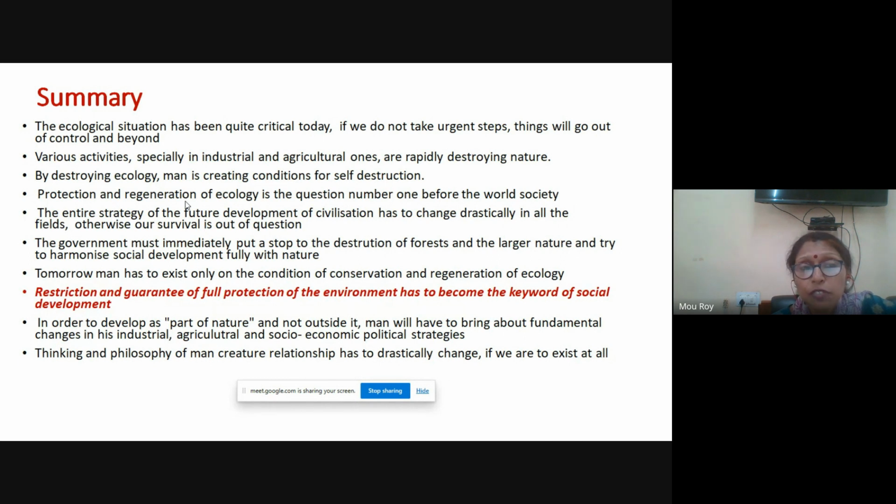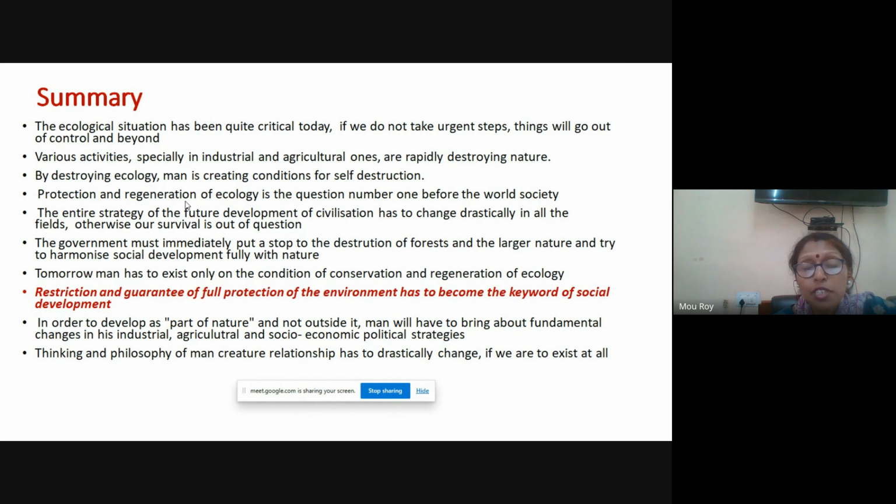We need to protect, and regeneration of ecology is a vital question that comes up today in world society. That is why different conferences, seminars, and workshops are being organized to address these issues. The entire strategy of the future development of civilization has to change drastically in all fields. Otherwise, our survival, our sustainability is a big question mark.